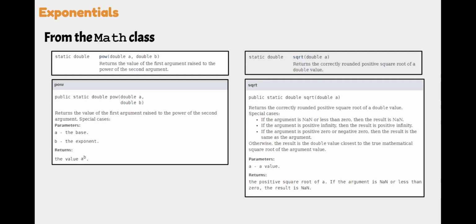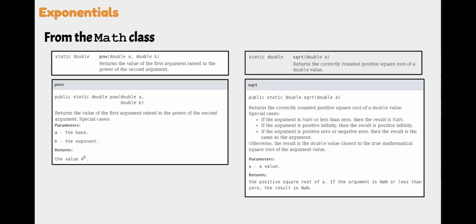As we have learned, we do not have an operator for exponents. Using this pow method is how we are going to do exponents. pow is our power method. The value that we pass in for a will be the base. The value that we pass in for b will be the exponent. Again, both of those values will be doubles.